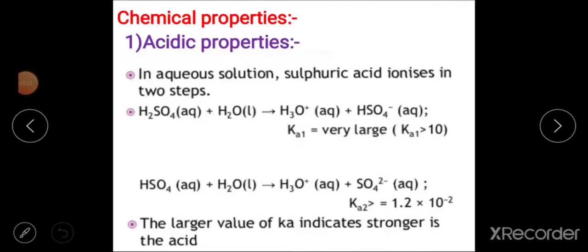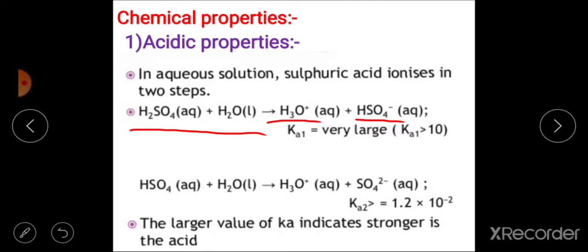Then next is chemical properties of sulfuric acid. First we see acidic properties. In aqueous solutions, sulfuric acid ionizes in two steps. In the first step, H2SO4 plus a water molecule forms H3O+ ion, which is a hydronium ion, plus HSO4- ion, hydrogen sulfate ion.